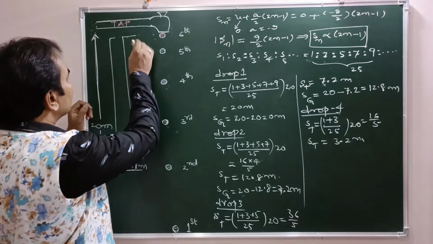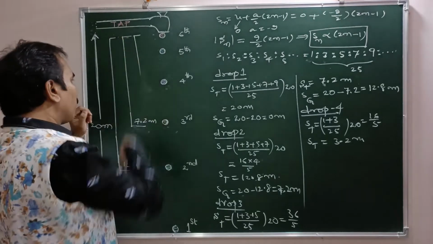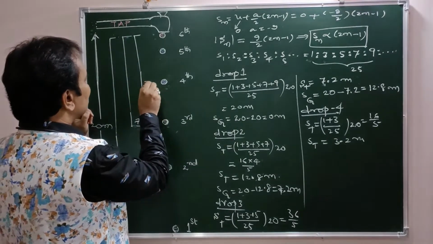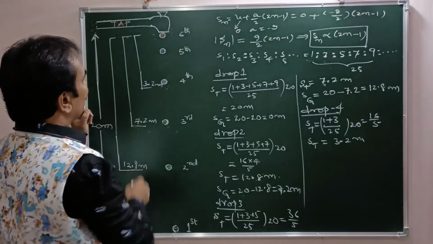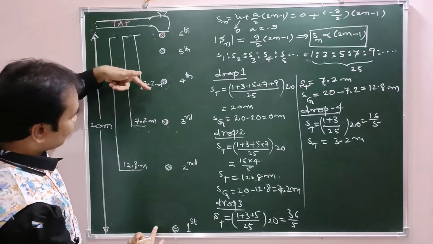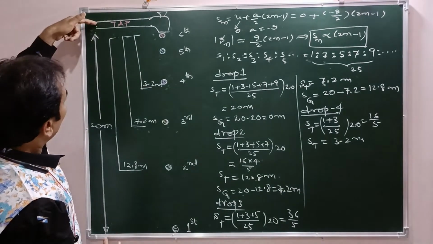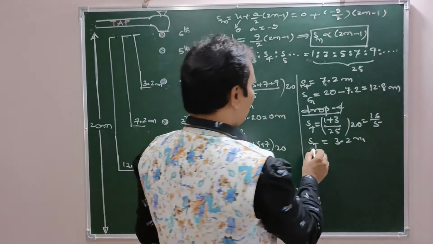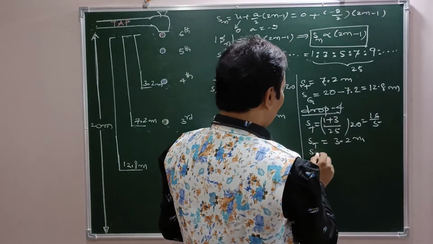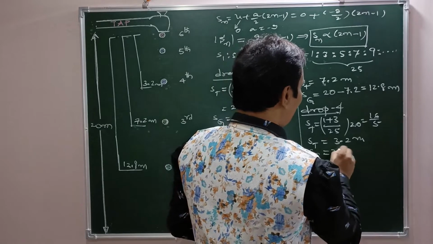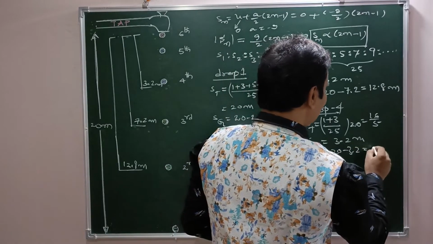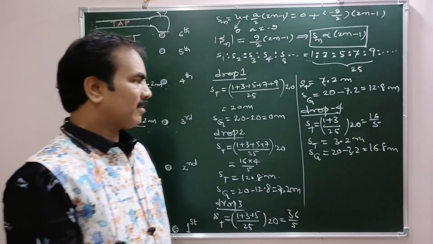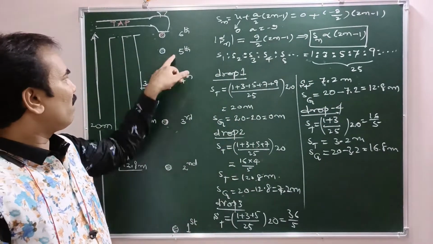This is the distance covered by the fourth drop from the tap, 3.2 meters. Now, what is the height of the fourth drop from the ground? How will you get it? Height of the tap minus the distance covered. That is 20 minus 3.2. So the height of the fourth drop from the ground is 16.8 meters. Right?